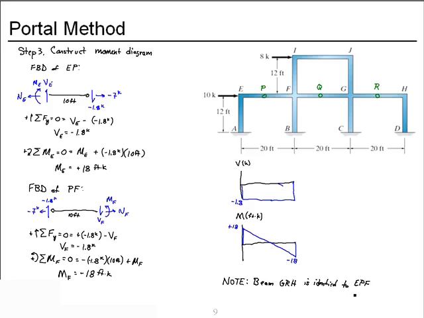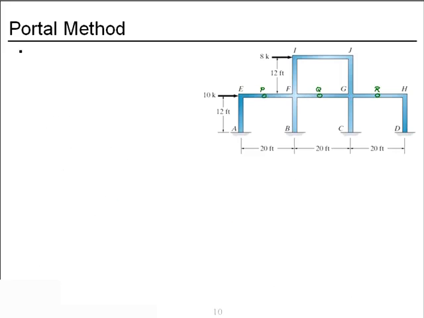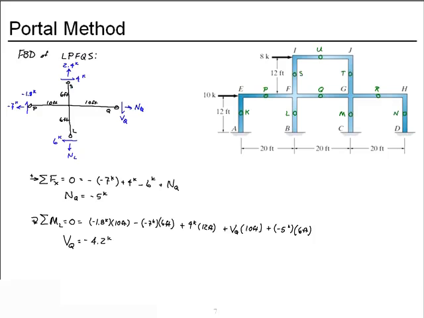So now we need only make calculations for FQG. So now we'll create a free body diagram of FQ, with an inflection point at Q and a length of 10 feet. We saw previously that the normal at Q is minus 5 kips and the shear at Q is minus 4.2 kips.